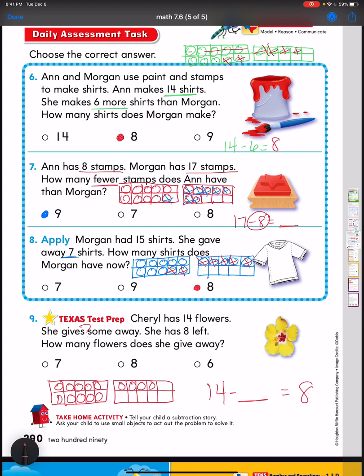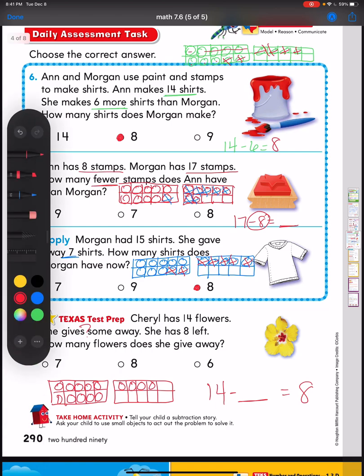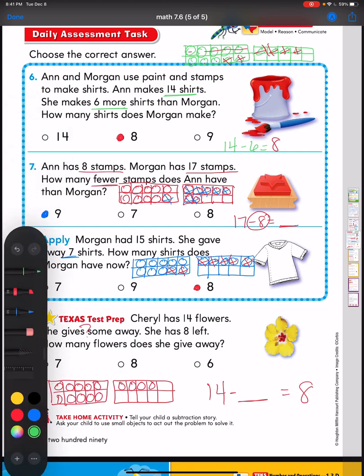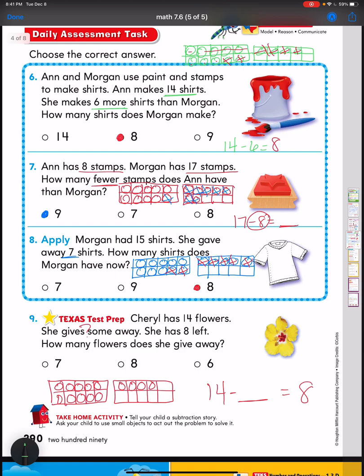All right. Let me change colors. So 1, 2, 3, 4, 5, 6, 7, 8. So there's the 8 that she has left, right? There's our 8 she has left. Everything else is what she gives away. So how many does she give away? 4, 5, 6. 14 minus 6 equals 8.